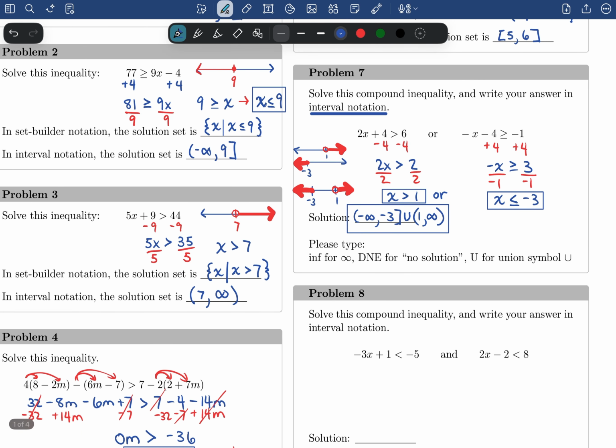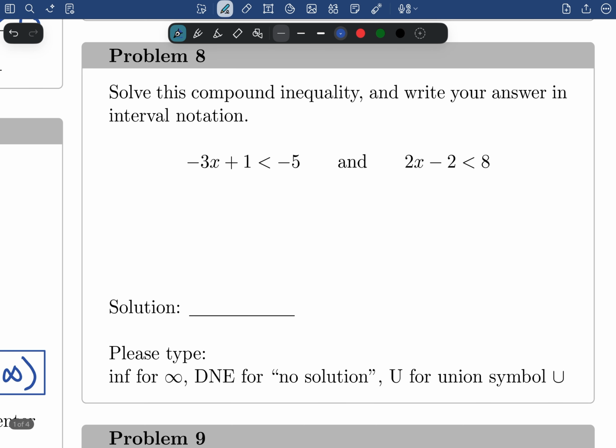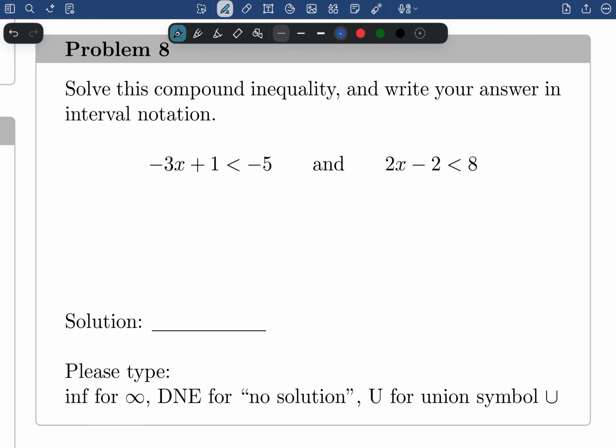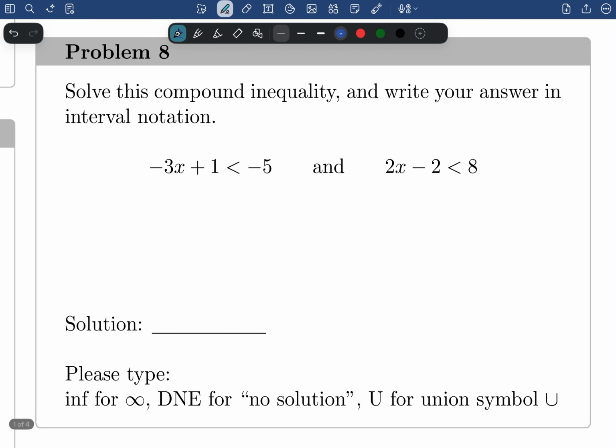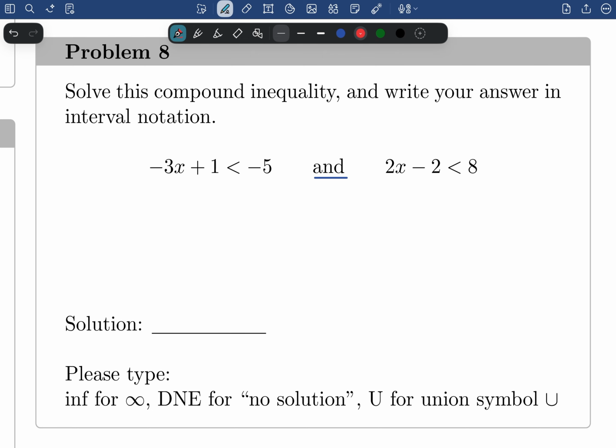All right, let's try another compound inequality. Solve this compound inequality and write your answer in interval notation. This compound inequality, instead of having the word or, has the word and. I will train you on how to solve that. But first, let's solve each inequality separately. I'm going to get x alone in this linear inequality and get x alone in this linear inequality separately. Here I go.